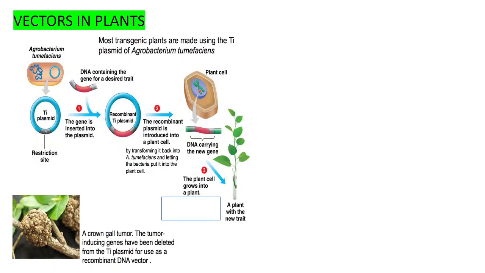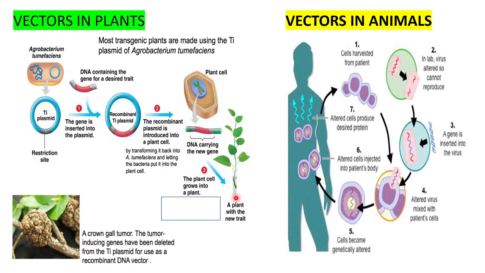Next, we will talk about vectors in animals. Now, in animals, the vector that is used is retrovirus. Retroviruses are viruses which have RNA as a genetic material, but it has a special type of enzyme called reverse transcriptase, whereby it can form a DNA which will in turn go and link up with the animal DNA.